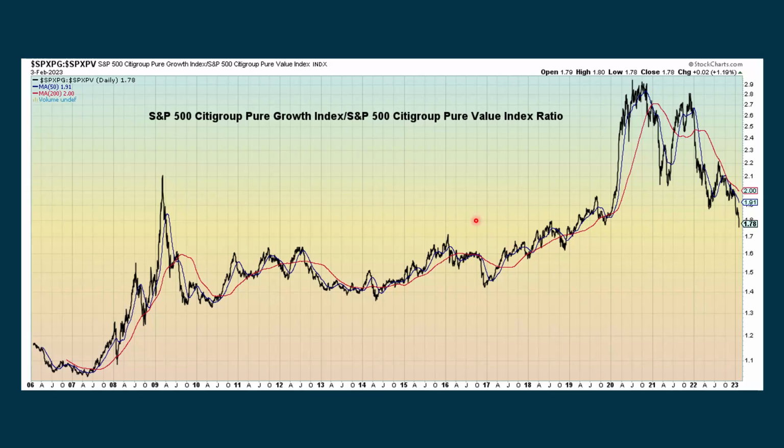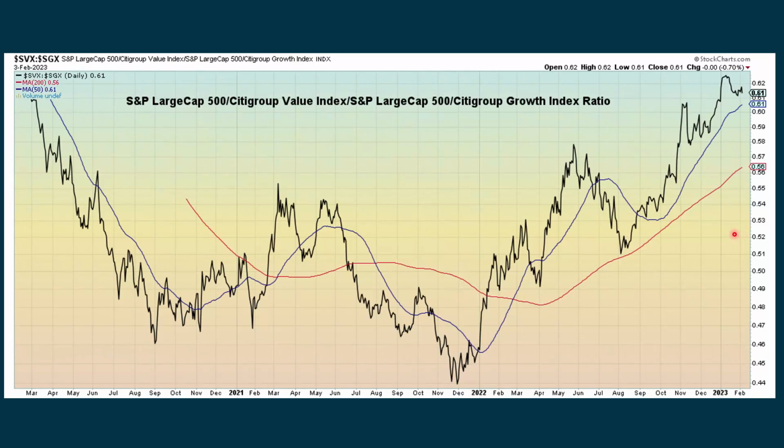Another way to look at this is a pure growth index divided by a pure value index, and then taking that ratio, showing that growth has really been underperforming value and continues to fall, even though the market has been going up lately. This is an inverse of that same chart, showing how value has really been outperforming growth.